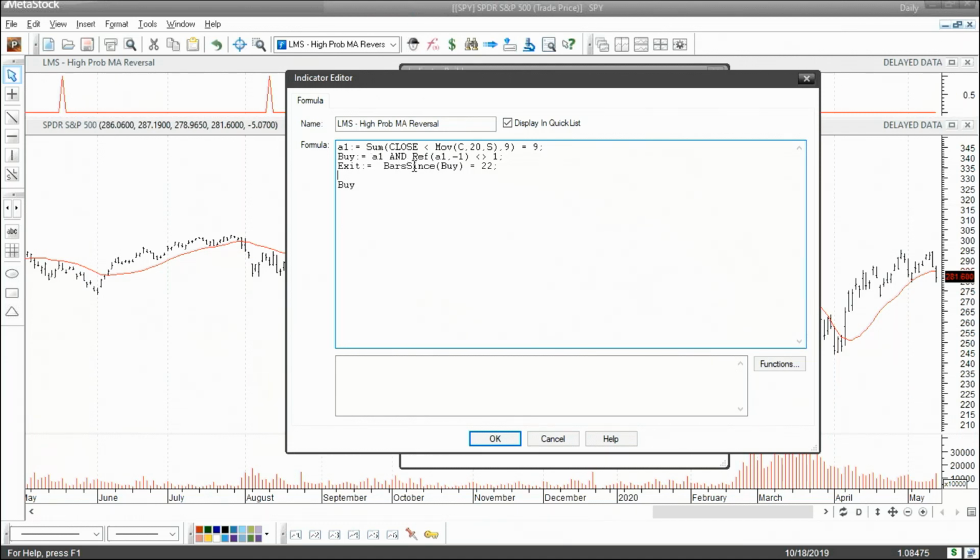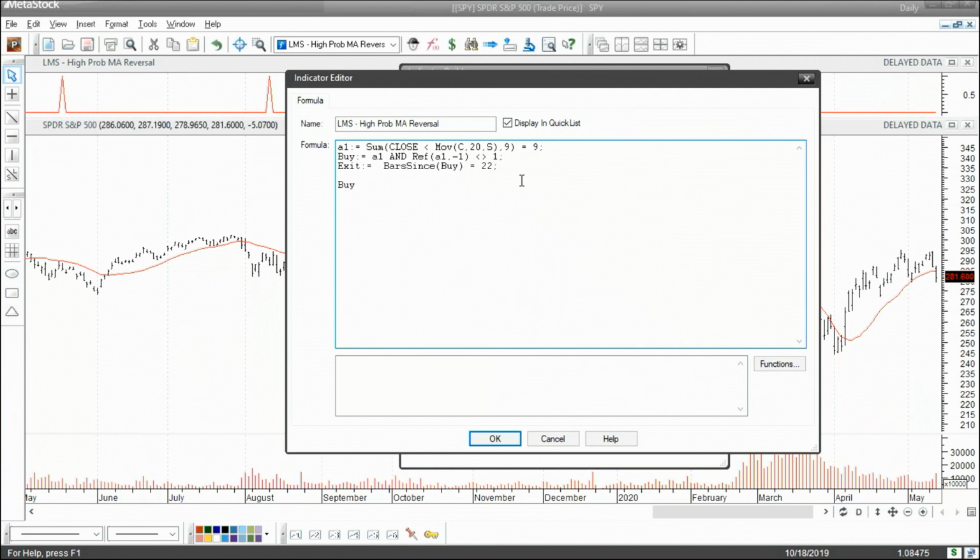and you'll notice the next part of the formula says ref A1 -1. That's looking for the previous value of A1 of the previous bar. So it's looking at the previous day's bar and identifying what that value was. And then it wants to know if it was not equal to 1. So in other words, it wants to know when it was false. So what this second line is basically looking for is the very first case of when this became true. Okay.